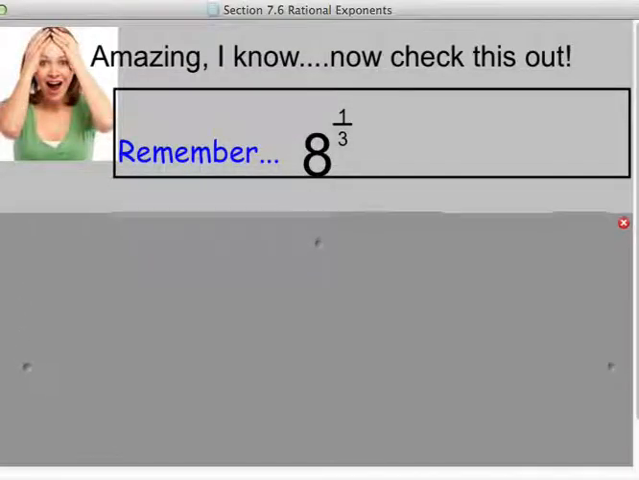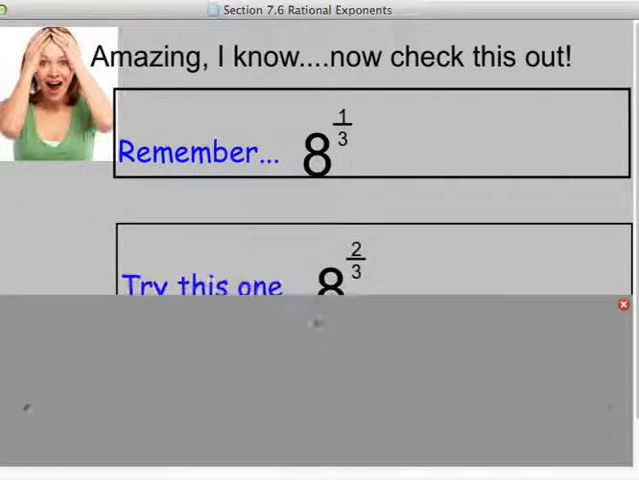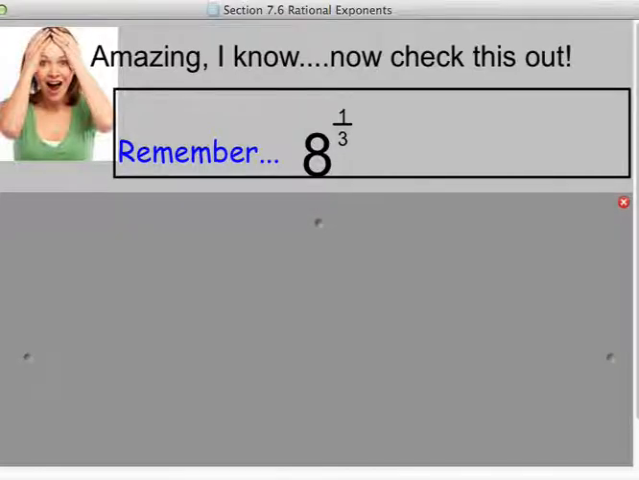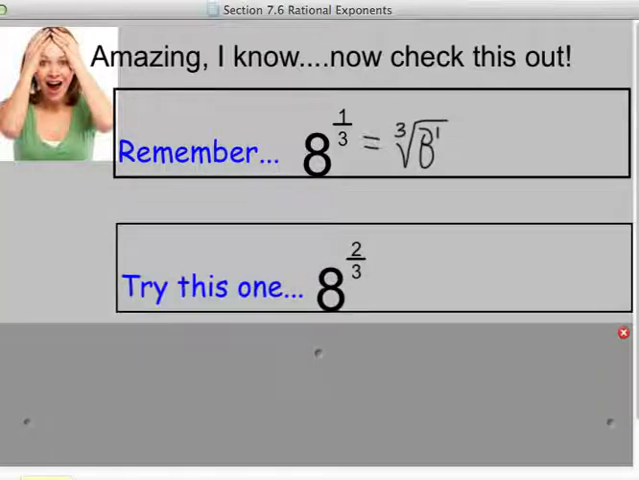Now we're going to go ahead and look at something else. I want you to go ahead and remember, we just did this. 8 to the 1/3 power was the cubed root of 8. And really because it's 8 to the 1st power. So now, how would I rewrite this one? 8 to the 2/3 power.